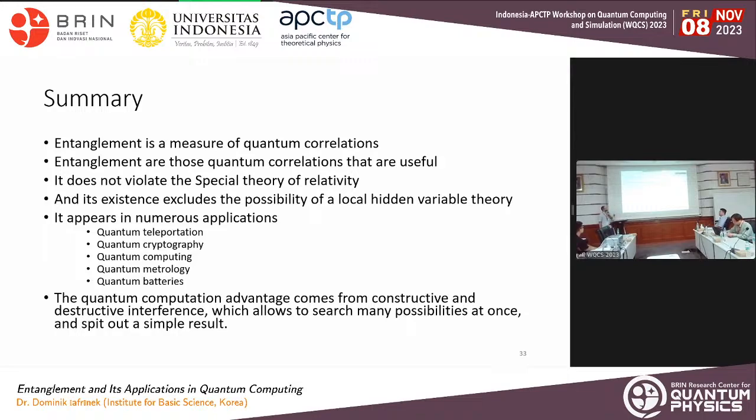So entanglement is a measure of correlations. Entanglement are those correlations that are useful. It doesn't violate the special theory of relativity, compared to what Einstein said. It excludes the existence of local hidden variables, and it has certifications, namely the propagation of the vector, incomplete quantum description of properties. And in quantum computing, the advantage comes from constructive and destructive interference, which allows the search for many possibilities.